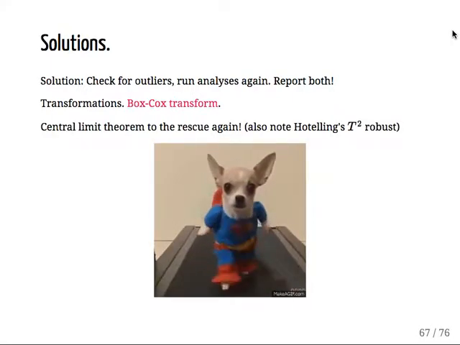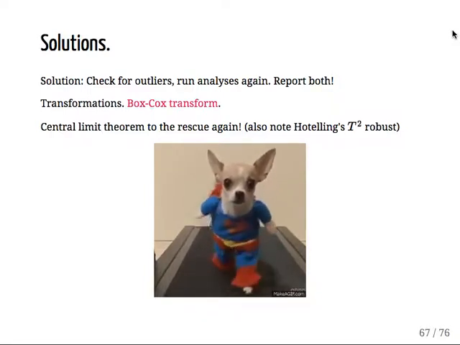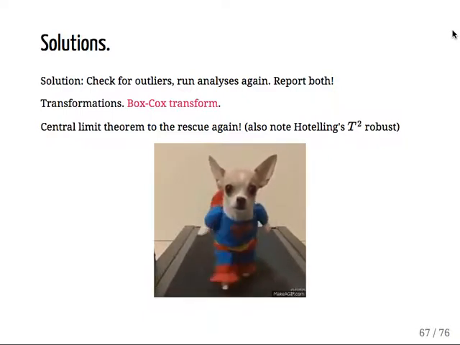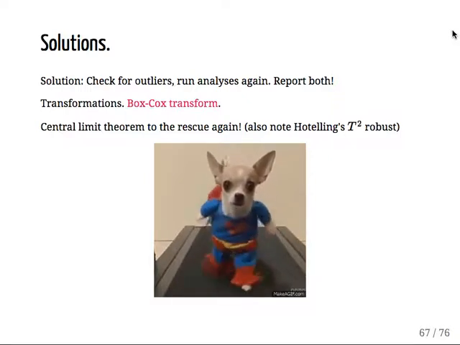And again, why am I not too worried? The central limit theorem is again to the rescue, because we have quite a big data set. If we had 30 to 40 people, I'd be really concerned. But we have 200 cases, so the central limit theorem is helping us here in terms of multivariate normality, right?